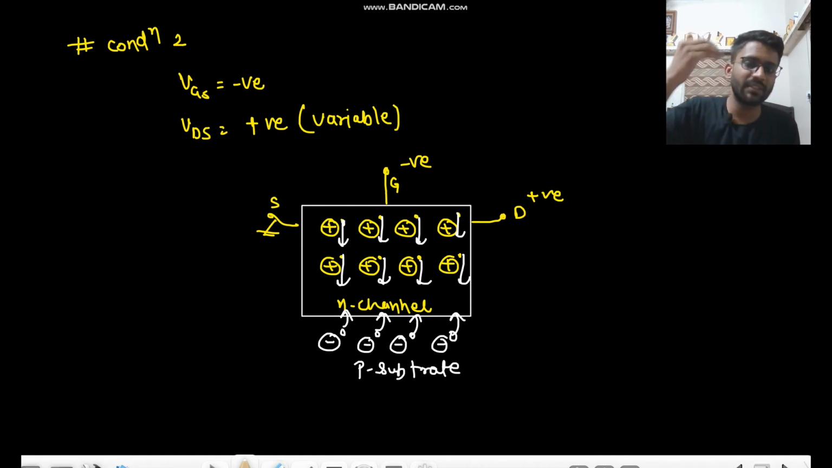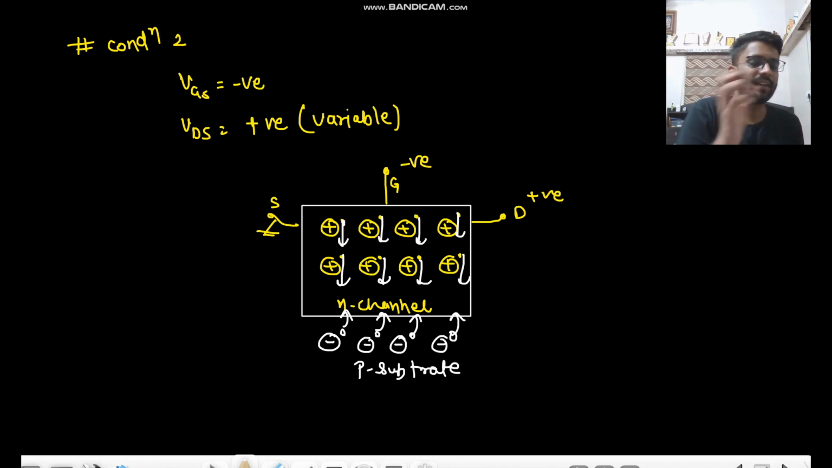But since we are applying negative voltage to the gate, because of that negative voltage, the channel is getting depleted of charge carriers. If we keep on increasing the negative value of gate, we will get a lesser amount of current. Do you get it?